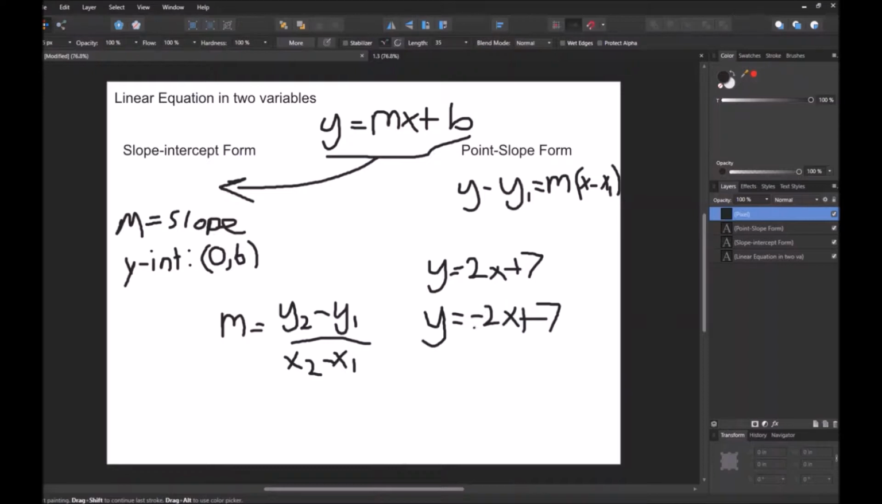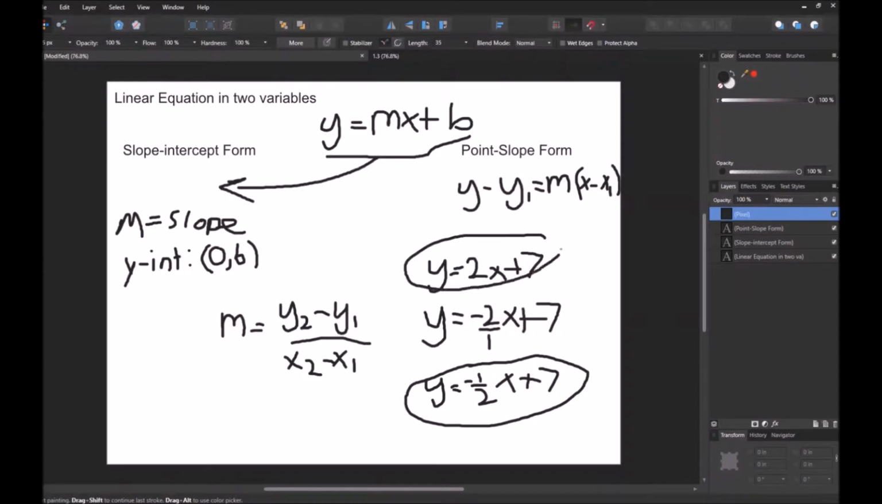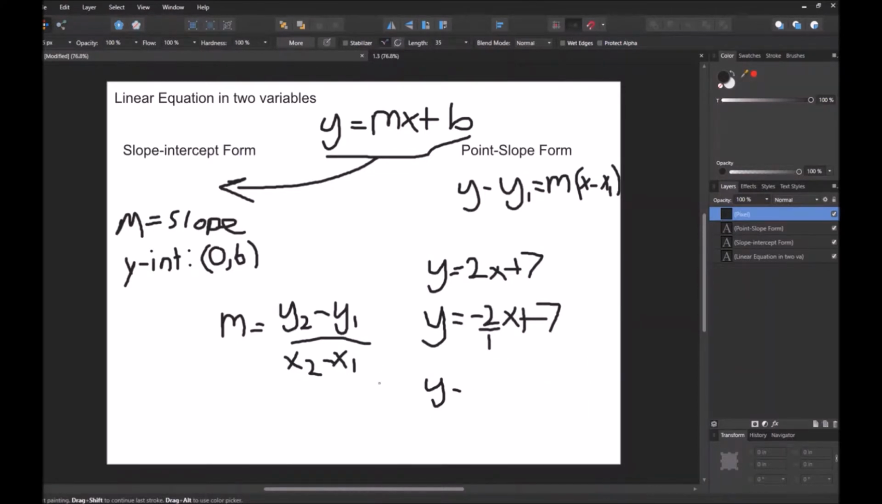So if you want to think about it this way, in this existing form as it is right now, this is negative 2 over 1. If we make that the reciprocal, we have to switch the numerator and the denominator, meaning we'd have negative 1/2 x plus 7. These two equations, this one and this one, they are perpendicular. So that's how you would know if they're perpendicular.